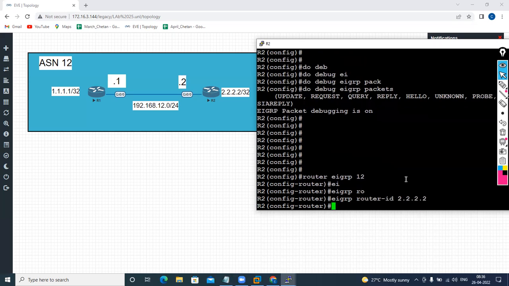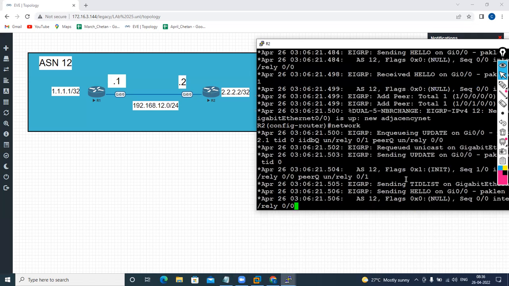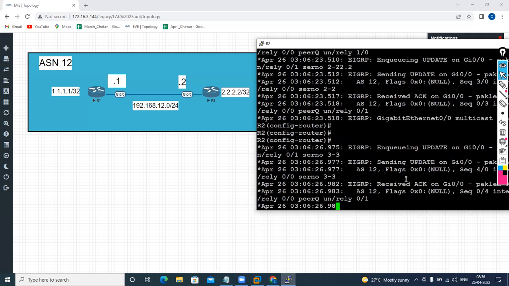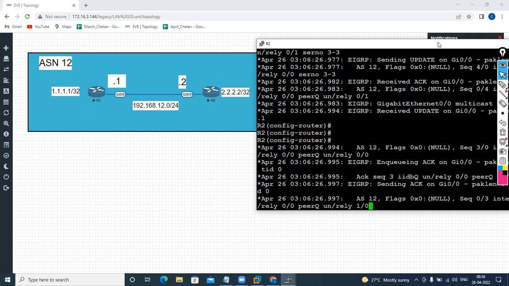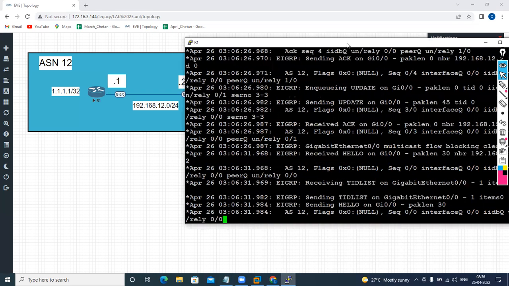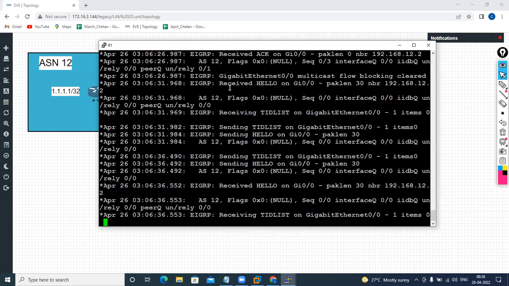Enter. So network 192.168.12.0. Enter. Then network 2.2.2.2. So they'll start sending hello packets. So once hello is received, it will send an update packet. Sending update packet.